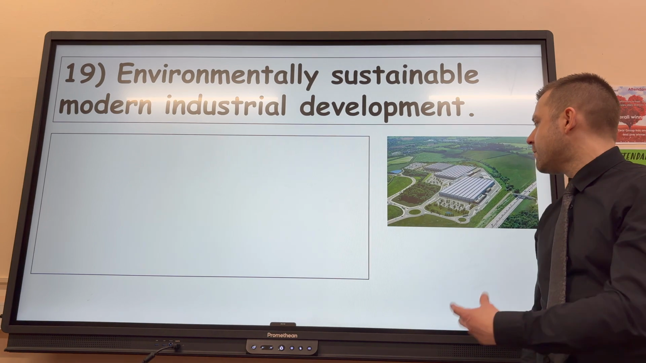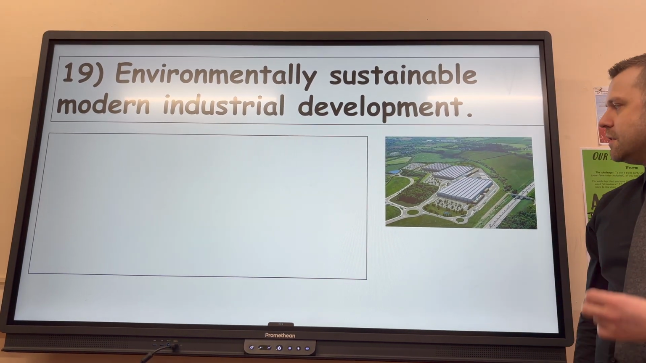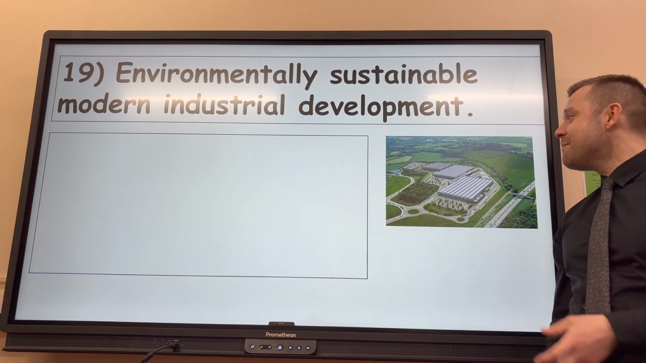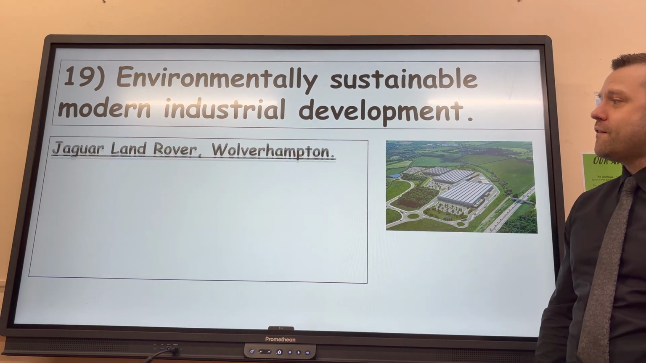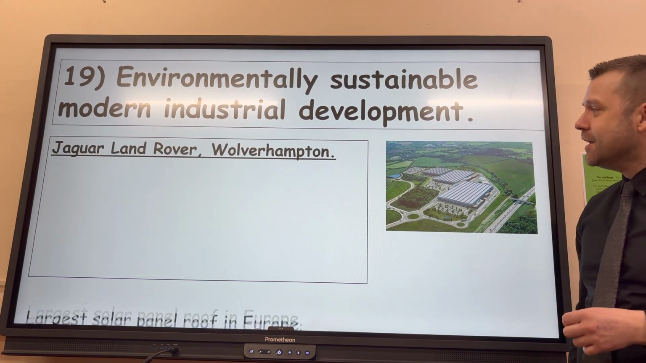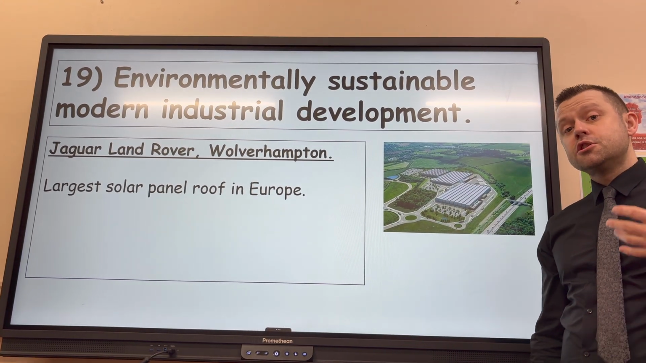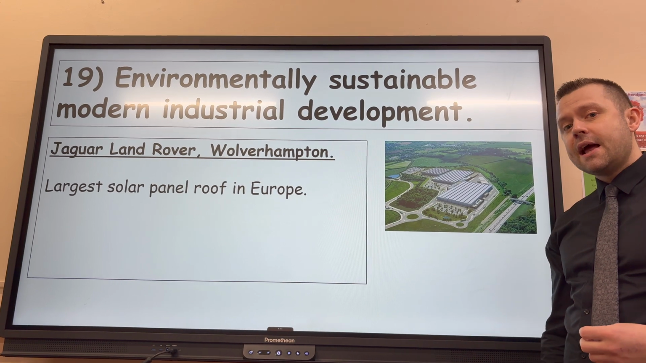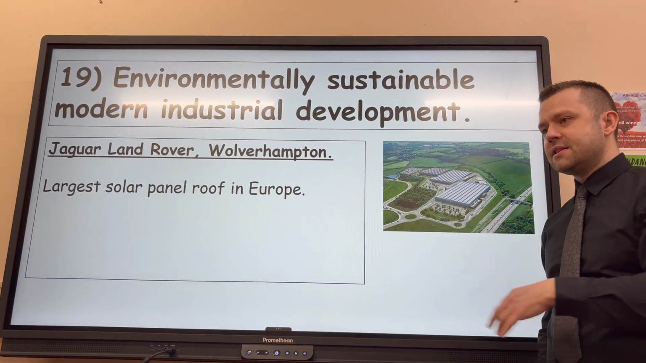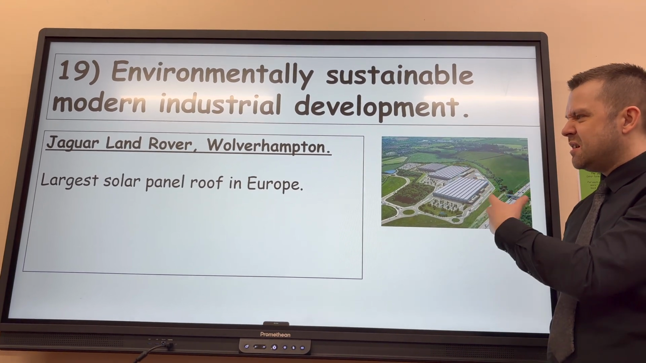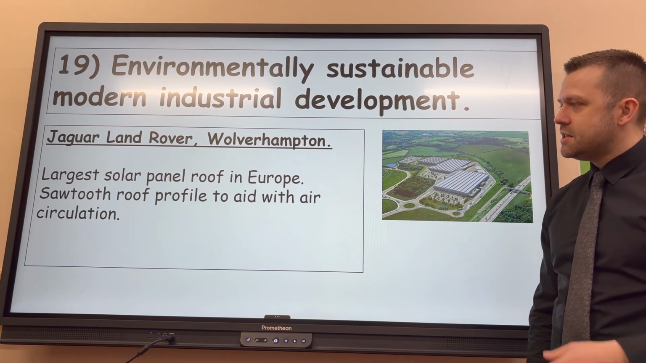Number 19, one of my favourites, is an environmentally sustainable modern industrial development. Now we use the example of Jaguar Land Rover, and here is a Jaguar Land Rover factory in Wolverhampton. Now it has got the largest solar panel roof in Europe, conserving energy, creating clean energy and not contributing negatively to our energy mix by using fuel energy created by burning gas which releases CO2.